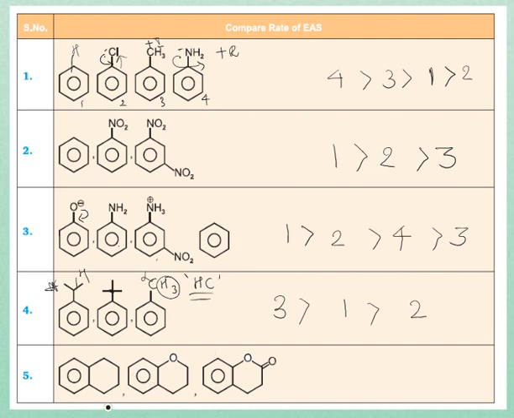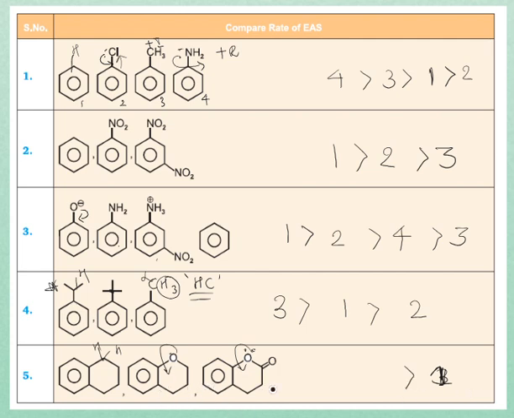Now let's move on to the last molecule. Remember, whenever we have a functional group with a heteroatom like oxygen or nitrogen, it donates electrons through resonance, right? But here we have hyperconjugation. So hyperconjugation is less priority as compared to resonance. So that's why 1 I will keep at the end, the least.